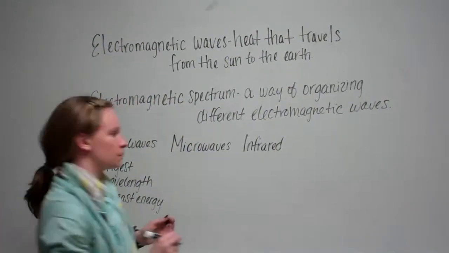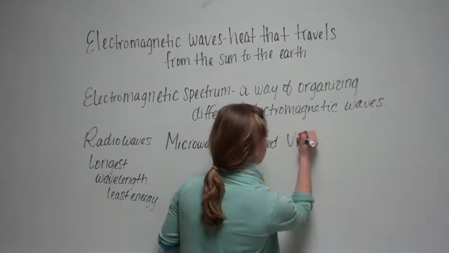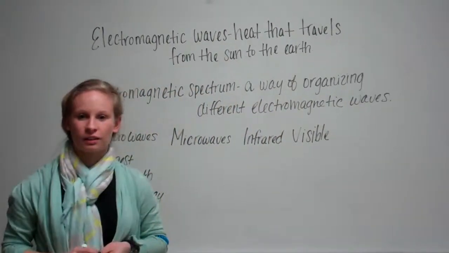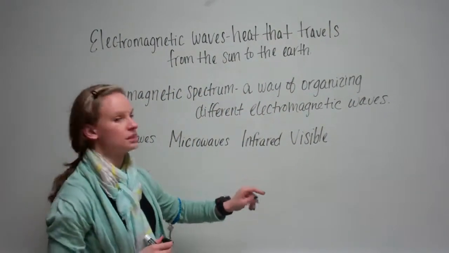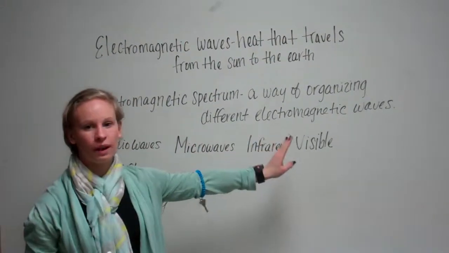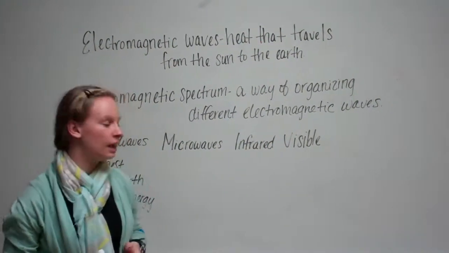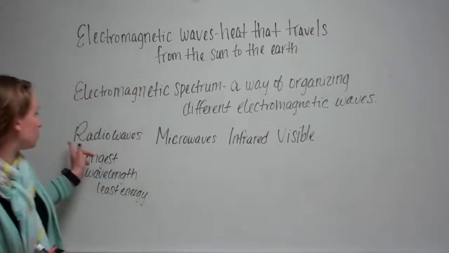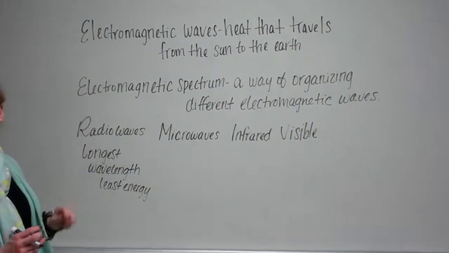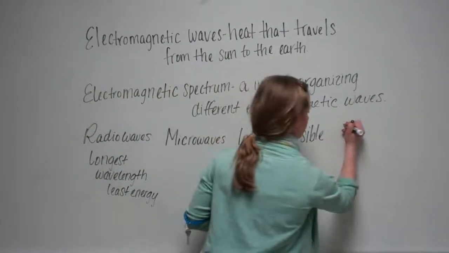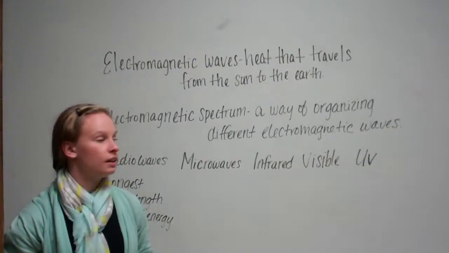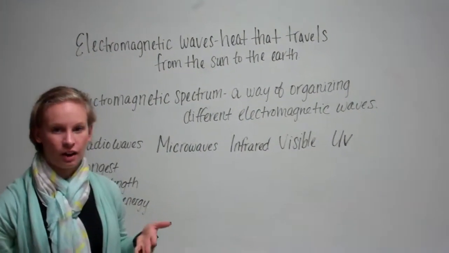And then we have visible, which is the part of the electromagnetic spectrum that we can actually see. And so we're still moving toward the right. We're still getting shorter wavelength and more energy. So visible light has more energy than our radio waves. Okay, next we have UV, or ultraviolet radiation. Shorter wavelength, higher energy.